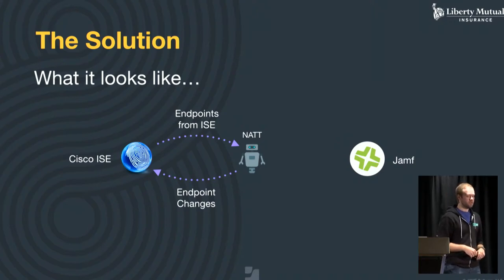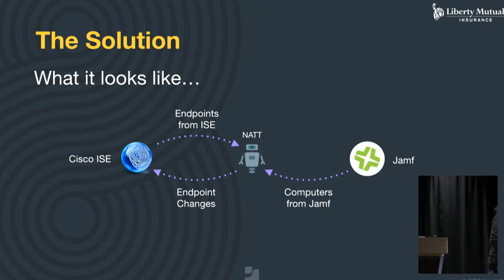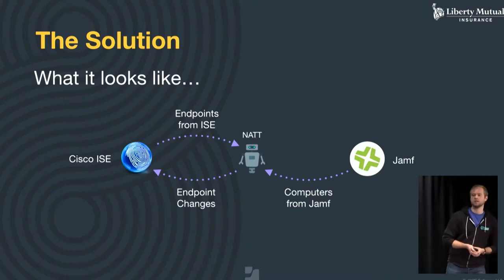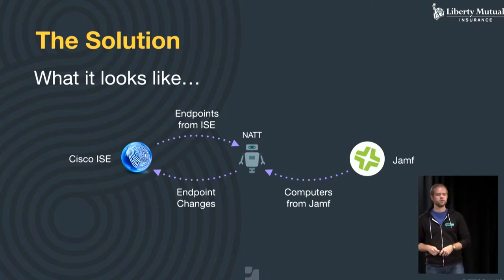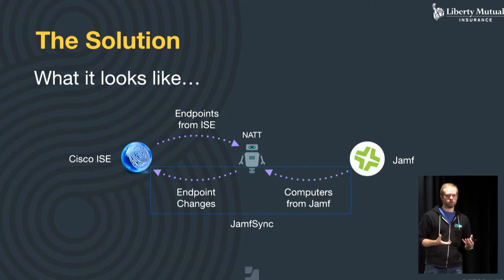So the first thing we did is we said, okay, we're going to pull that advanced computer search, get that list of devices, MAC addresses, and so on. We're going to push it into that NAT tool that sits in the middle, and then we're going to let it push those changes into Identity Services Engine. That process together is what we call internally Jamf Sync. It allows us to keep the device information moving from Jamf over to ICE.